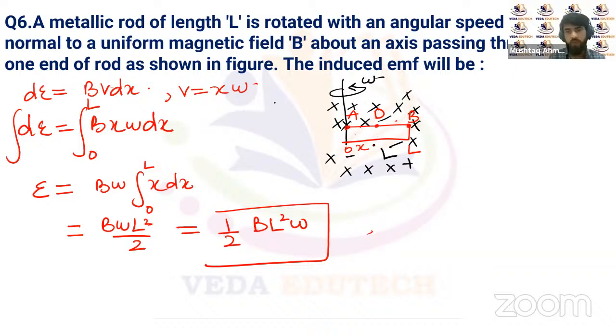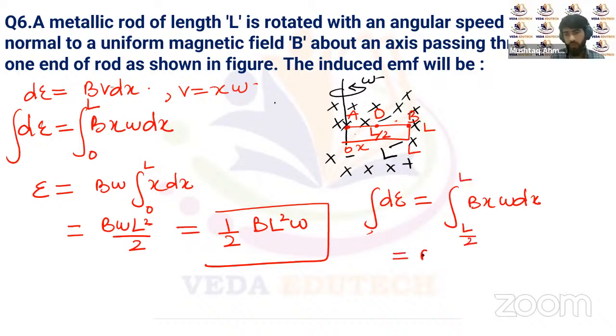Now suppose I have to find the induced EMF between D and B. Here we will have the integral of dV, which is the integral from D to B of B x omega dx. D is positioned at L by 2 from the origin, and B is at a position of L, so we'll integrate from L by 2 to L. We'll get B omega times x square upon 2 with the limits L by 2 to L.